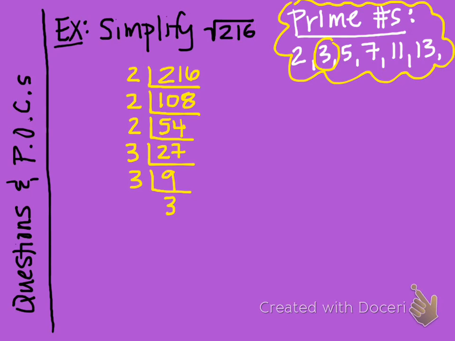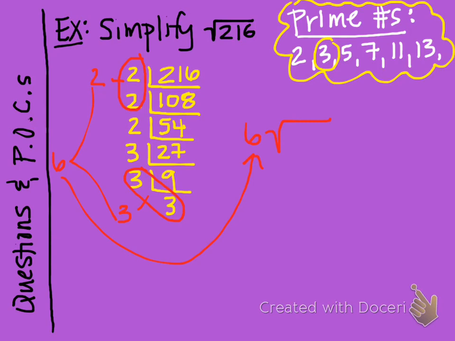So I've got 3 twos and 3 threes. I can make one pair of twos, and I can make one pair of threes. Notice I have a 2 and a 3 left over. I'll tell you what to do with those in a minute. The ones that we circled, this pair of 2's we're going to count as 1, 2. This pair of 3's we're going to count as 1, 3. And we're going to put these numbers outside of our square root symbol. But we're not going to put them next to each other. We're going to actually multiply them together to make 6. And then that number goes on the outside.